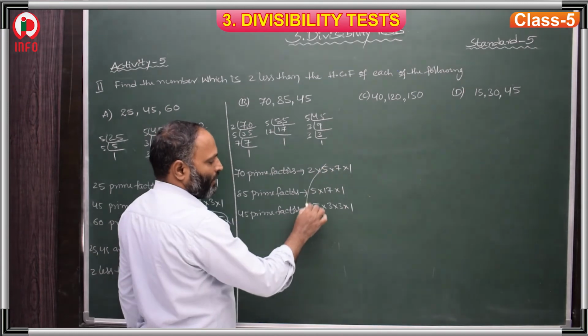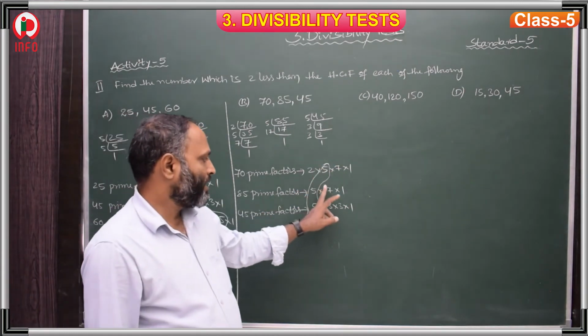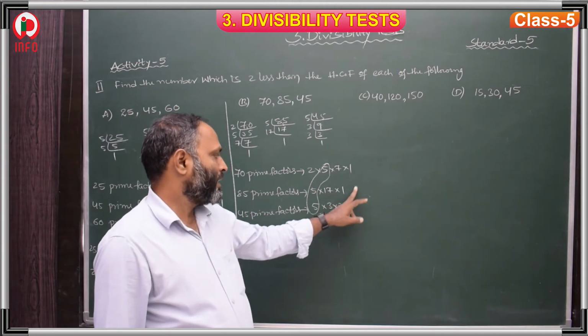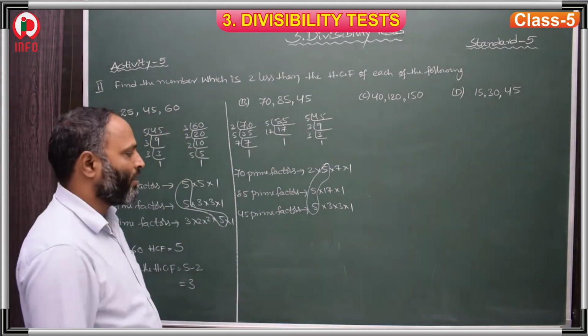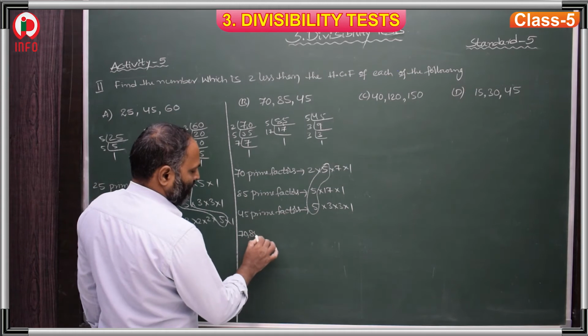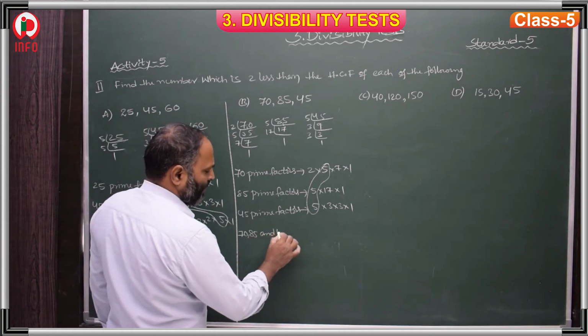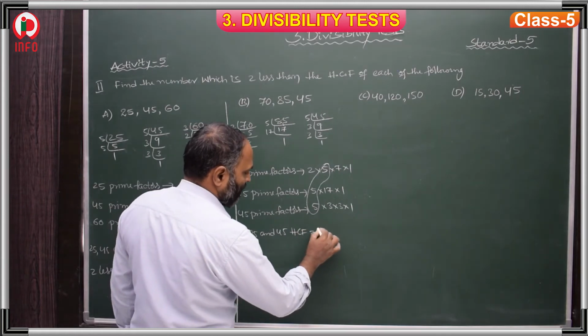Then what is common in all? 1 5 is common. Other than this, is anything common? Here 2 is there, here no 2. Here 17 is there, here no 17. Here 3 is there, here no 3. Only one 5 is common. Therefore 70, 85 and 45 HCF is 5.